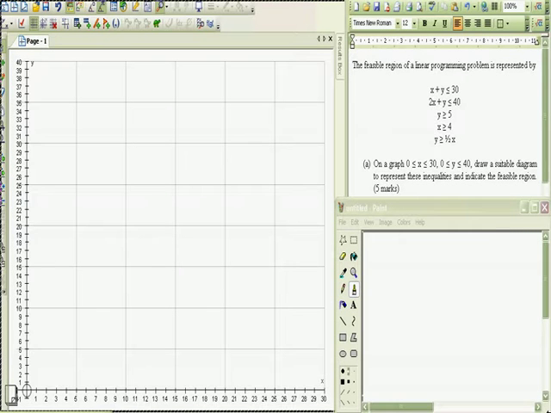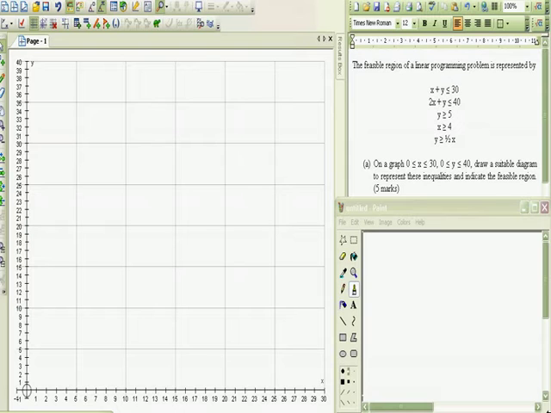Okay, I'm going to work through a linear programming problem, and this is the one from the D1 workbook, question 1 in fact. It was a bit easier than me making up my own question, so here we go. The question's up in the top right. The feasible region of a linear programming problem is represented by these given inequalities. On a graph where x is between 0 and 30 and y is between 0 and 40, draw a suitable diagram to represent these inequalities and indicate the feasible region.